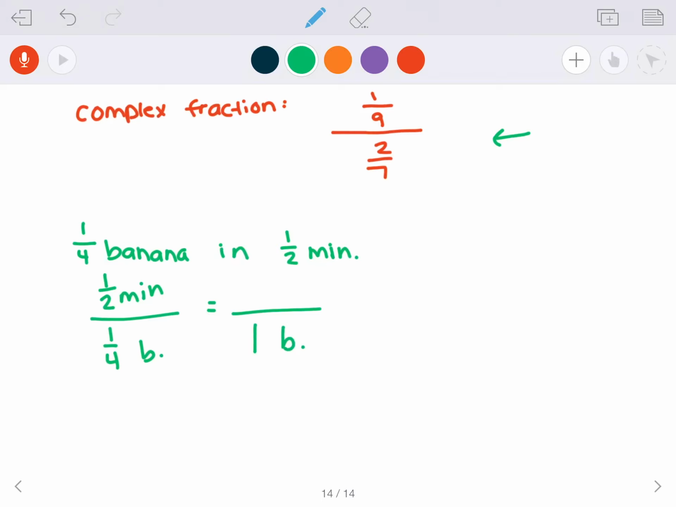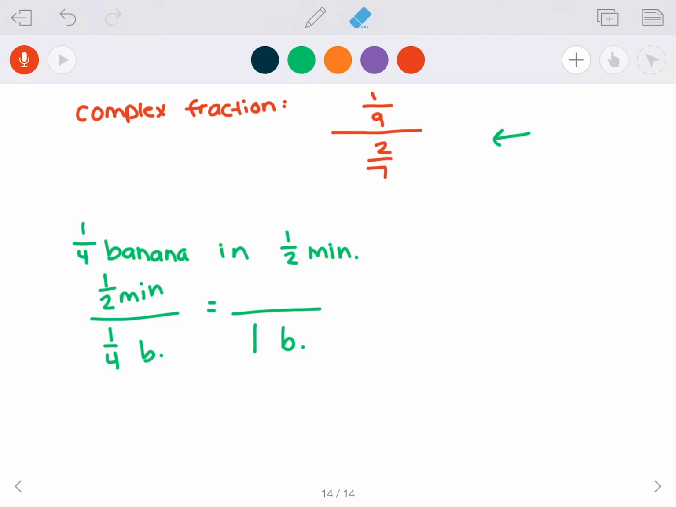Again, it does not matter where you write either the banana or the minute fraction. What does matter is that you keep the same labels either in the denominator, both of them in the denominator, or both in the numerator. So in this case, I'm keeping my bananas in the denominator for both my rate and my unit rate. So that was step 1.